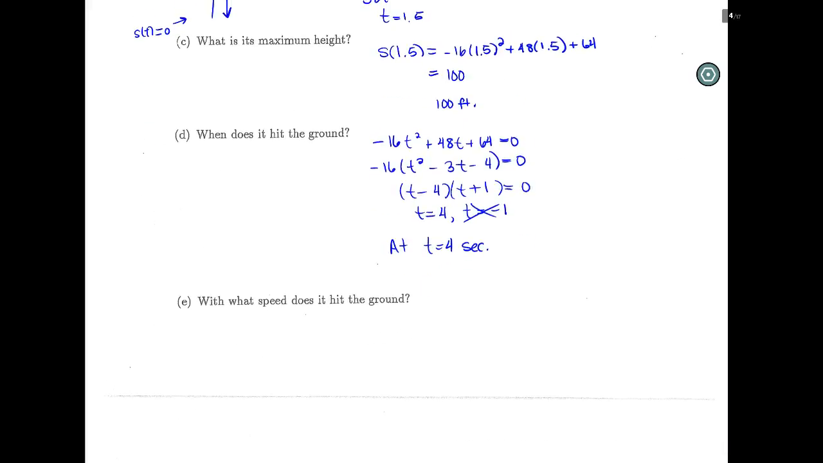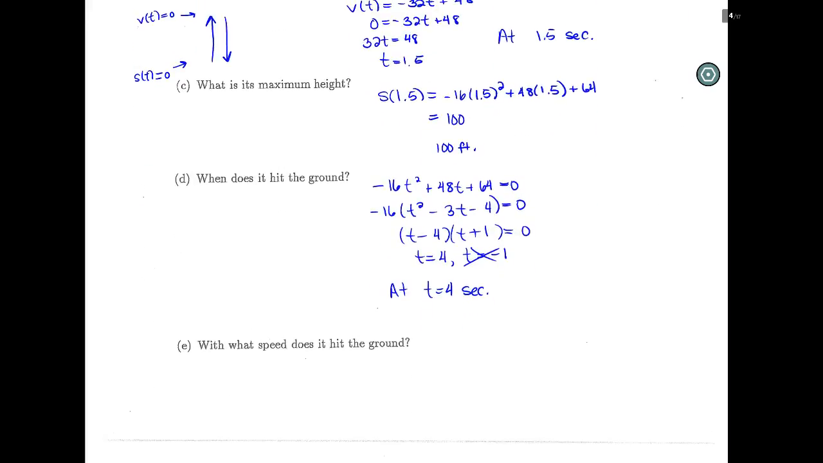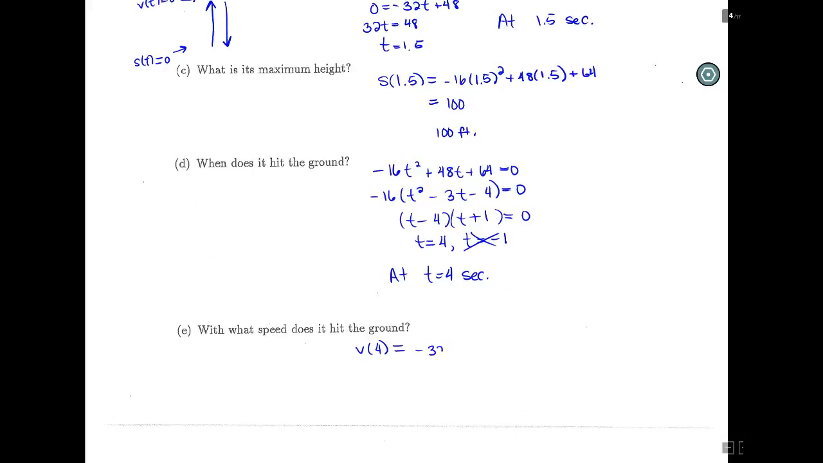With what speed does it hit the ground? So at 4 seconds, it's going to hit the ground. So speed, we want to plug into velocity. Speed is just the absolute value, so v of 4. Let's see, so negative 32 times 4 plus 48. You get negative 80. And again, if it said velocity, we would say negative 80 feet per second, but speed is always considered positive, so it's 80 feet per second.